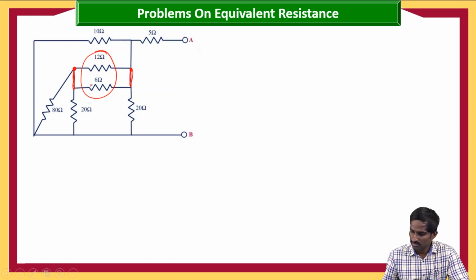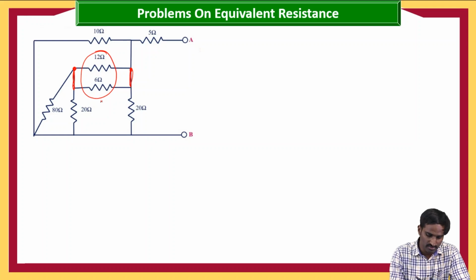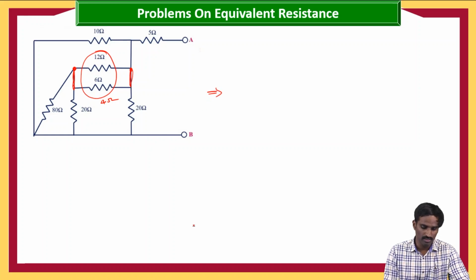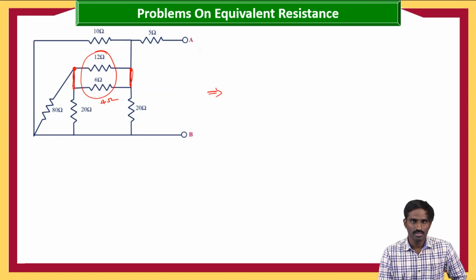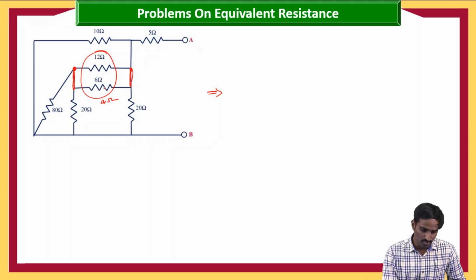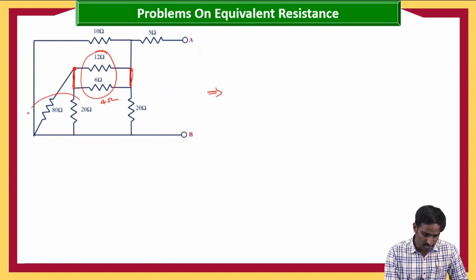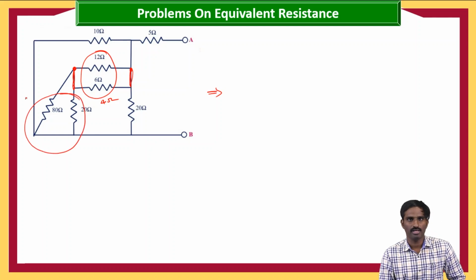So then 12 into 6, 72, divided by 12 plus 6, which is 18. Then you will have 4 ohms. Then let me draw this one. And is there any other combination? Of course, there are 3 combinations that you can reduce at a single time. Those 3 combinations are: these two are in parallel, here it is 4 ohms, and again these two are also in parallel.